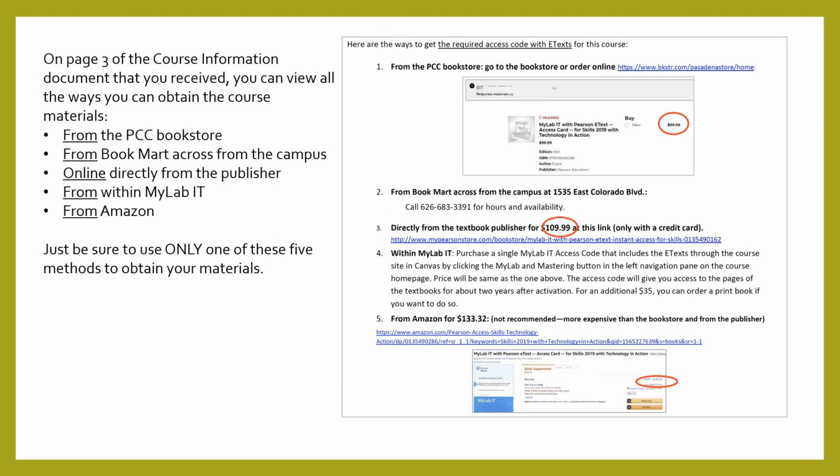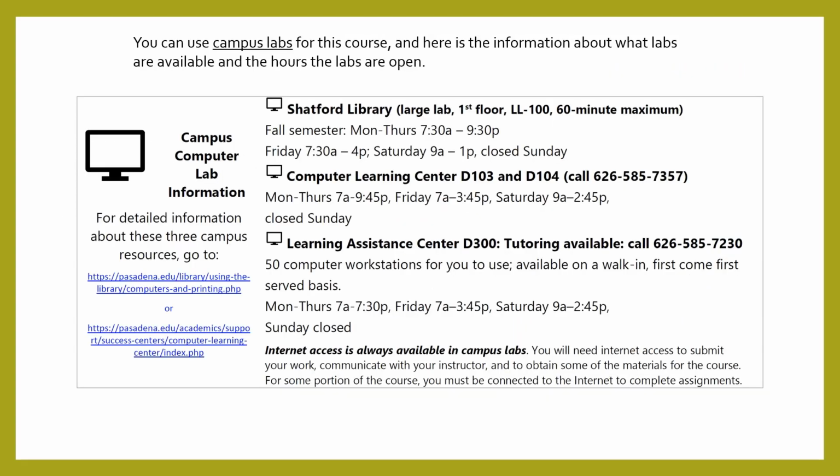On page 3 of the course information document that you received, you can view all the ways you can obtain the course materials: from the PCC bookstore, from Bookmart across the street from the campus, online directly from the publisher, from within MyLab IT in our course, or from Amazon. Just be sure to use only one of these 5 methods to obtain your materials. You can use campus labs for this course, and here's the information about what labs are available and the hours the labs are open.